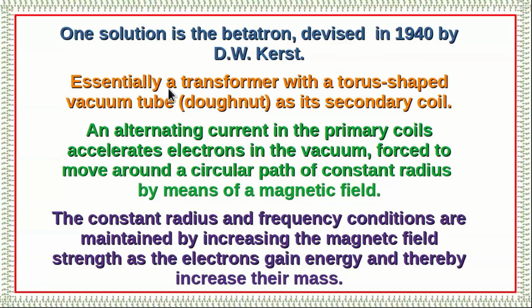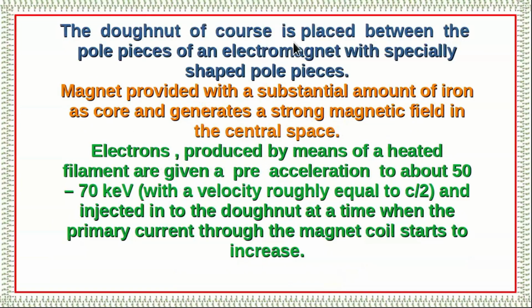Essentially, this is a type of transformer with a torus-shaped vacuum tube, which is called a doughnut, as its secondary coil. The alternating current in the primary coils accelerates the electrons in the vacuum, and they are forced to move around a circular path of constant radius by means of a magnetic field. The constant radius condition is maintained by increasing the magnetic field as the electrons gain energy and thereby increase their mass. The doughnut, of course, is placed between the pole pieces of an electromagnet with specially shaped pole pieces.